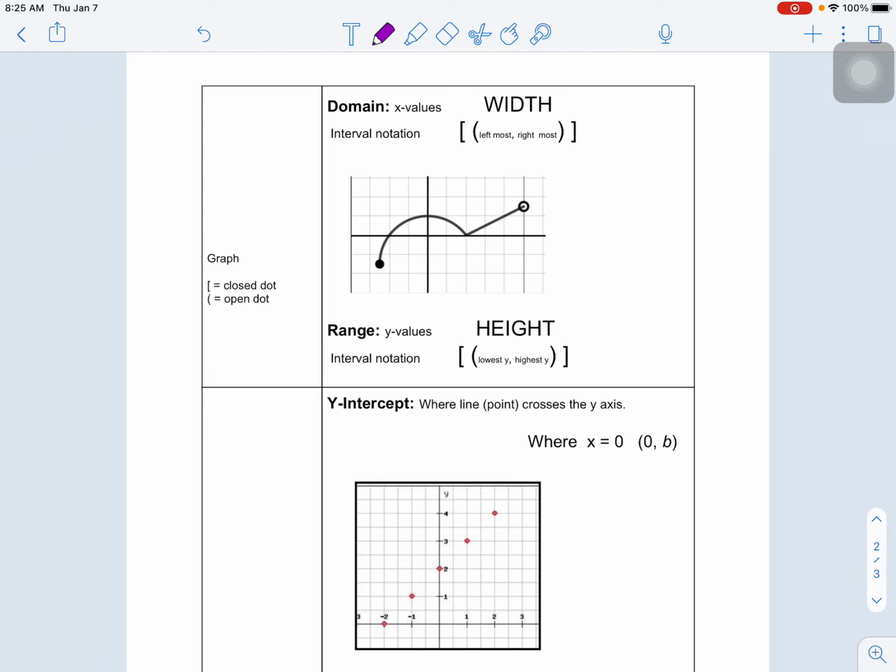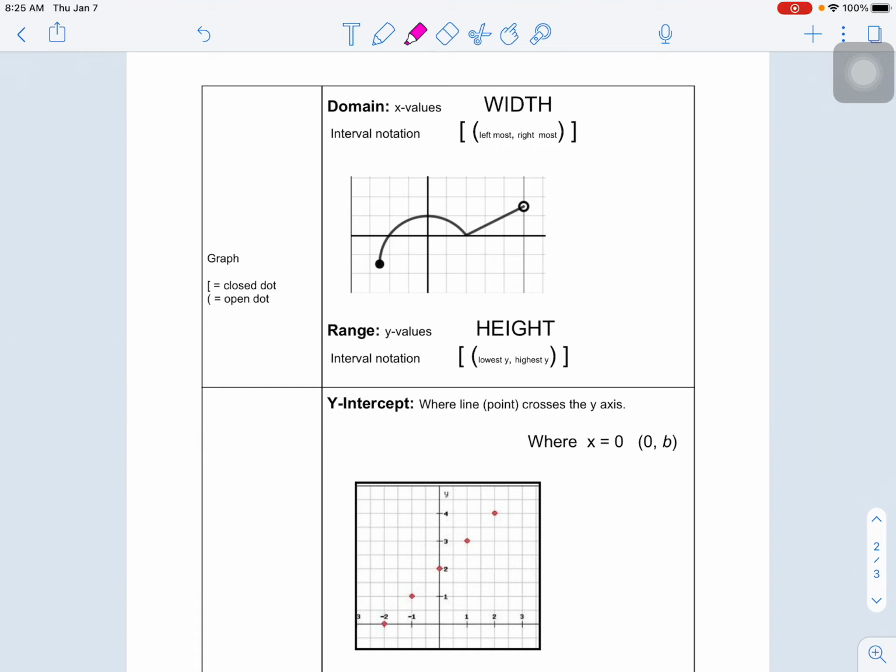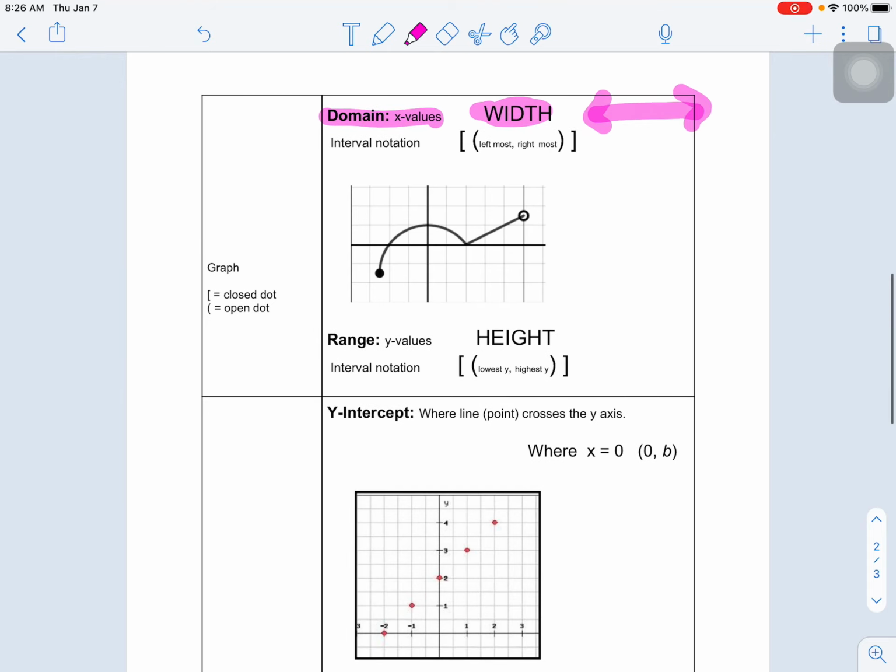The second page of notes is over these key features. So the first key feature we've been kind of talking about since Module 2 is domain. And domain is x values, and x's go from left to right, so we're really measuring the width of a graph. How wide does it go? So when we write it, we're going to be using interval notation, and we're really just talking about find the leftmost number, what's the rightmost number, and then it's the span of numbers in between those 2 points.